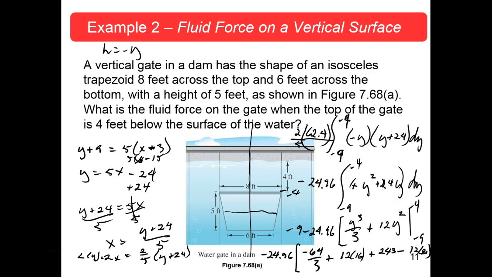So if you've got your calculator, this is where we'll do it. -64 divided by 3 plus 12 times 16. Oh, you already did this one. Yeah, okay, right. Plus 243 minus 12 times 81. I would need a calculator for this one. And when you get that answer, multiply it by -24.96. Anyone got it yet?